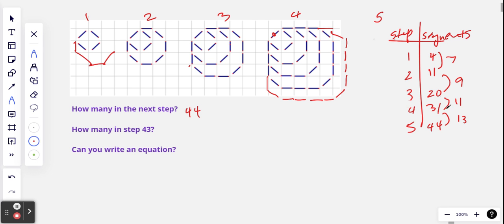This is not a constant number. We predicted that this would be quadratic, so let's take the difference of the differences. 9 minus 7 is 2. 11 minus 9 is 2, and 13 minus 11 is 2. So there's our regular pattern. It looks like the 44 is correct. We've got a quadratic, and x squared is our leading term. But figuring out an equation for this, not that easy.